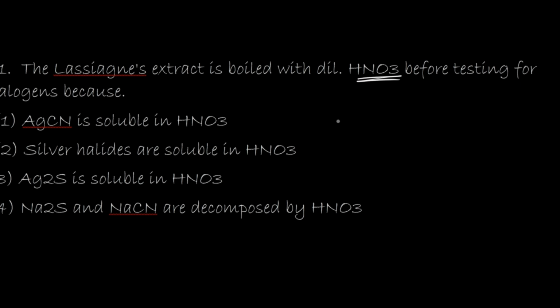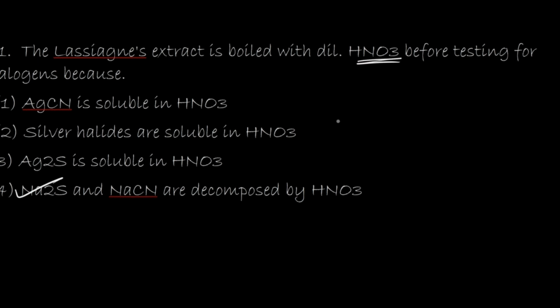Also, if I'm talking about NaCN, sodium cyanide, that reacts with nitric acid to produce hydrogen cyanide and NaNO3. So that will also interfere with the reaction or contaminate the sample. So by boiling the extract with dilute nitric acid, those two will get decomposed, which will not interfere with the reaction, so that we can properly test that solution.